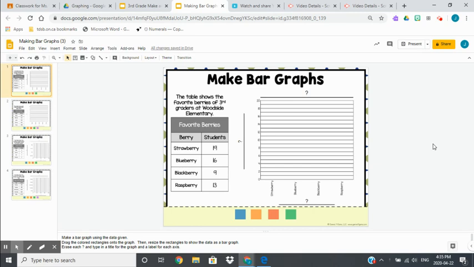I'm going to explain what Mrs. Delicazada and I would like you to do with this activity and how to work these slides. We're going to be making bar graphs. We're going to be making vertical bar graphs, so the bars that go up and down, and we're also going to make horizontal bar graphs so that we can see the bars going sideways.